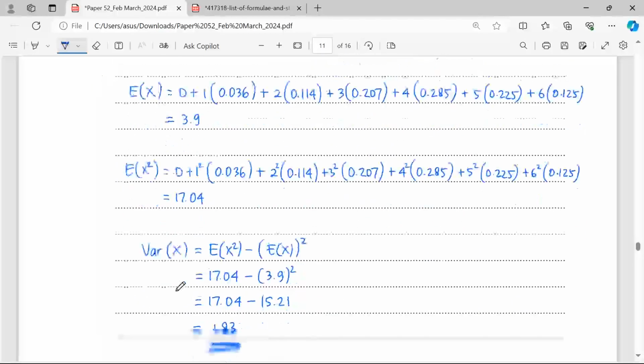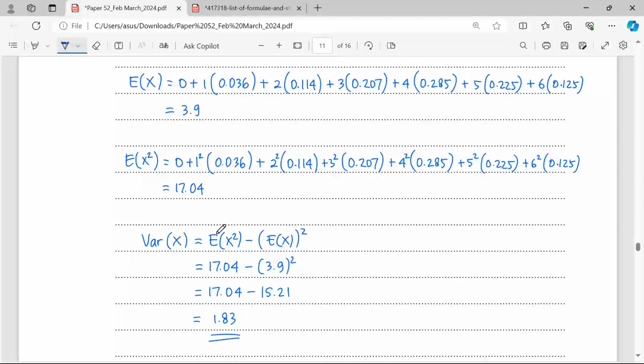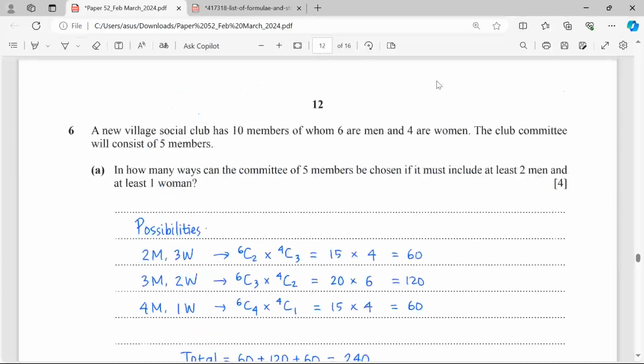So, variance of x is expected of x squared minus expected of x and then square. And then just substitute the values, you will get the variance of x is 1.83. And that's for the answer for question number 5.